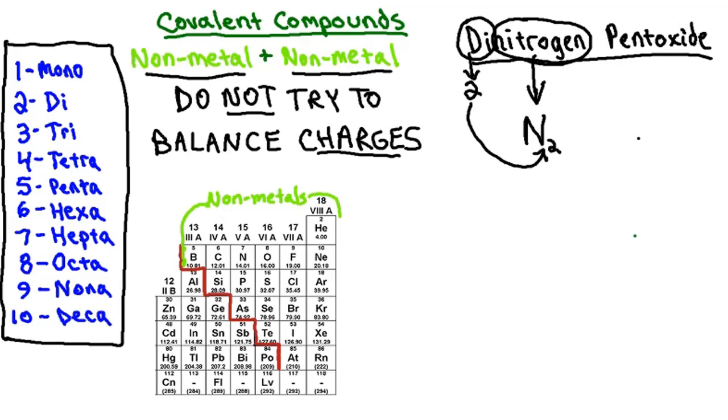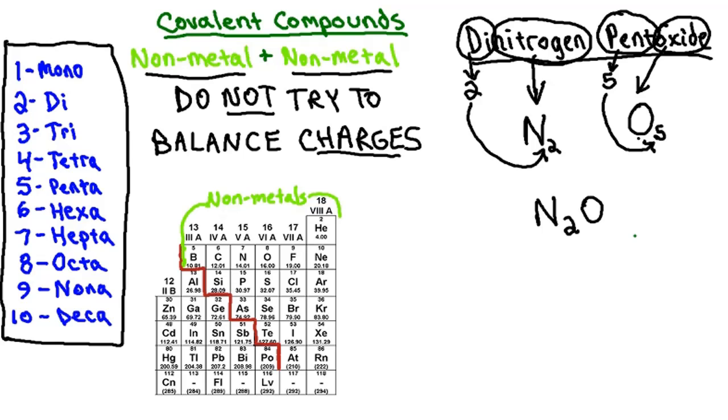Now we move on to the second word, pentoxide. We know oxide stands for oxygen, and oxygen is abbreviated with the letter O. And then pent, or penta, means 5. So there are 5 oxygens in this formula. So we're going to put the 5 as a subscript after the oxygen. So the entire dinitrogen pentoxide would be N2O5. And that's all you have to do.